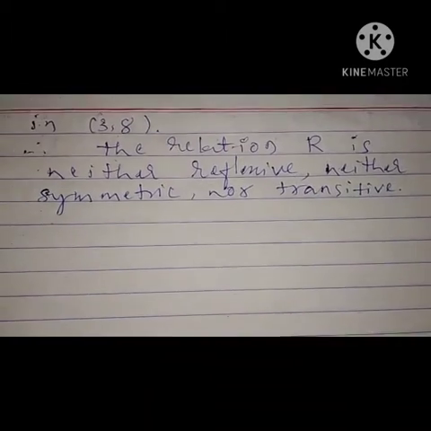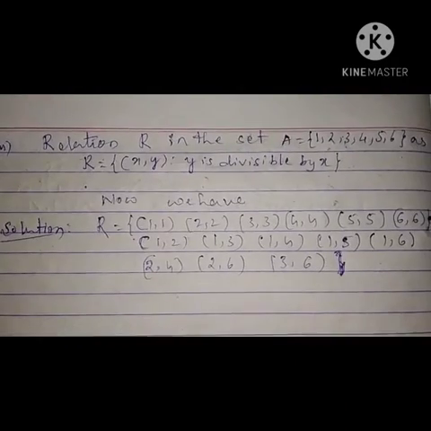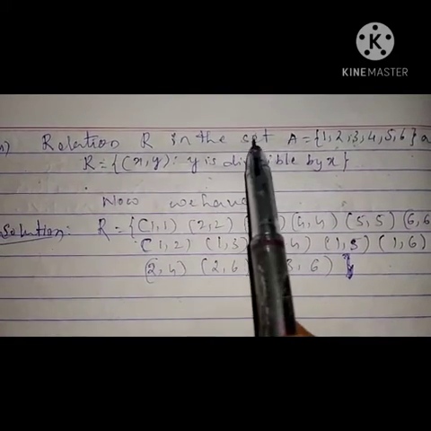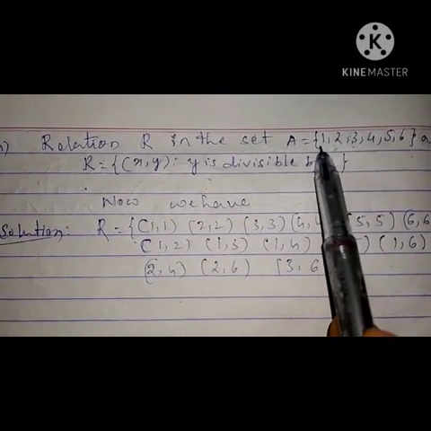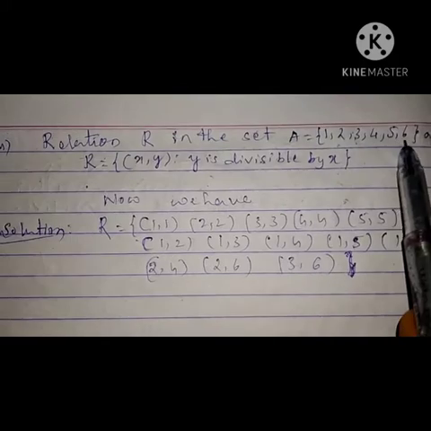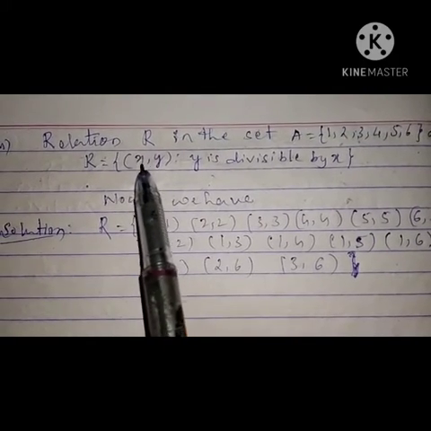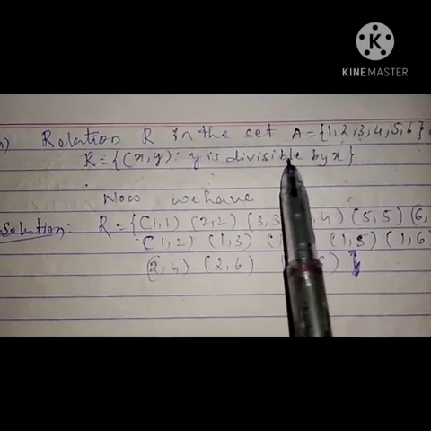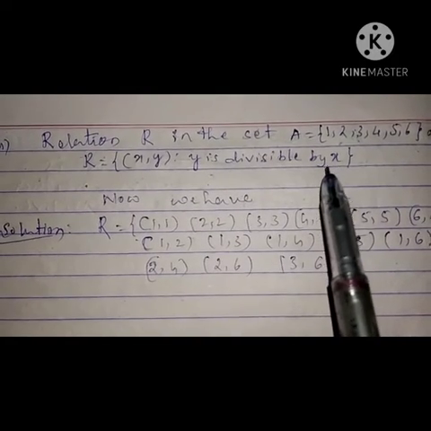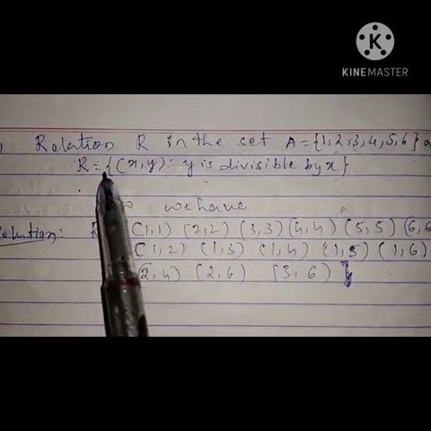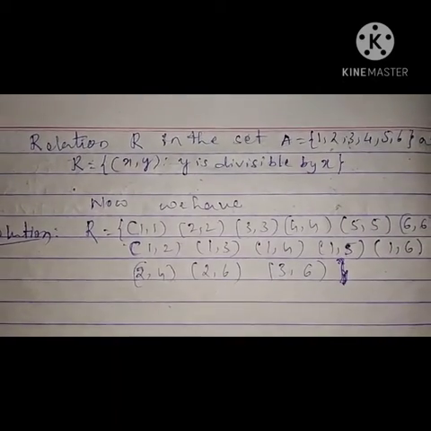Okay. Next question, first main third question. Relation R in the set A equal to {1, 2, 3, 4, 5, 6} is defined as R equals {(x, y) such that y is divisible by x}. So we determine whether this relation is reflexive, symmetric or transitive.